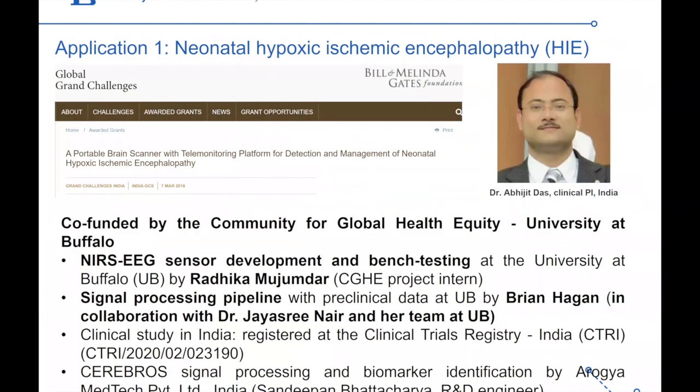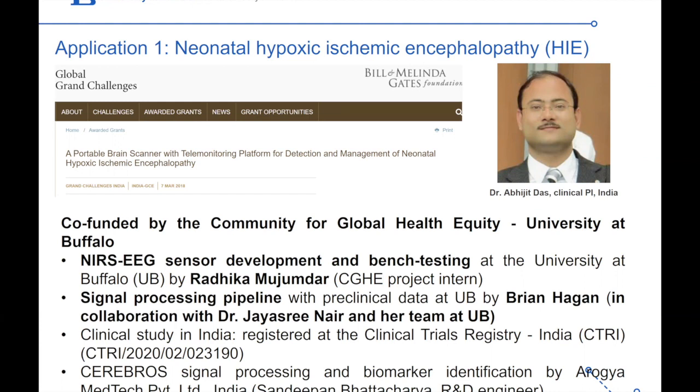Now, the first application that I wanted to mention is an application in neonatal hypoxic ischemic encephalopathy. This is after I left Europe and came back to UB. I was funded by the Committee for Global Health Equity to develop this portable brain scanner for the detection and management of neonatal hypoxic ischemic encephalopathy, so HIE. The engineering work and computational work was done in the USA at UB, and then the clinical study was run in India by Dr.